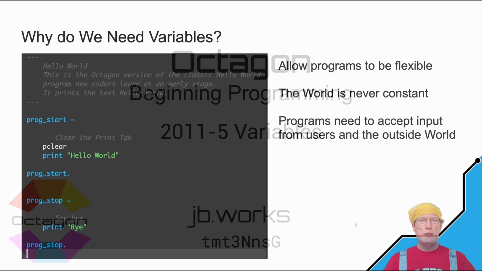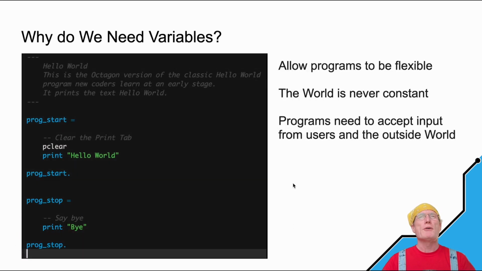Before we start learning about variables, we really need to ask, why do we even need them? Variables let programs be very flexible because the world that we're in and the world that computers exist in is never stationary, it's never constant. And so programs need to be able to deal with this continual change. They need to be able to accept input from users and from things in the outside world, like temperature sensors, car sensors, cameras, all sorts of things.